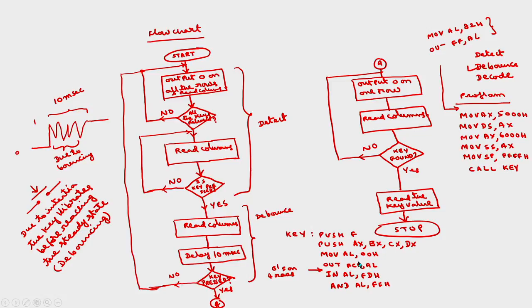Anyhow, the first four rows will be 0, 0, 0, because you have inputted 0, 0, this will be 0. If any one of these four column statuses is 1, the ANDing operation will result in a non-zero value, okay. So, that is why I am comparing: compare AL comma 0FH. This can be either FF or 0F, because the remaining 4 bits you are not using, okay. Compare AL with 0FH.